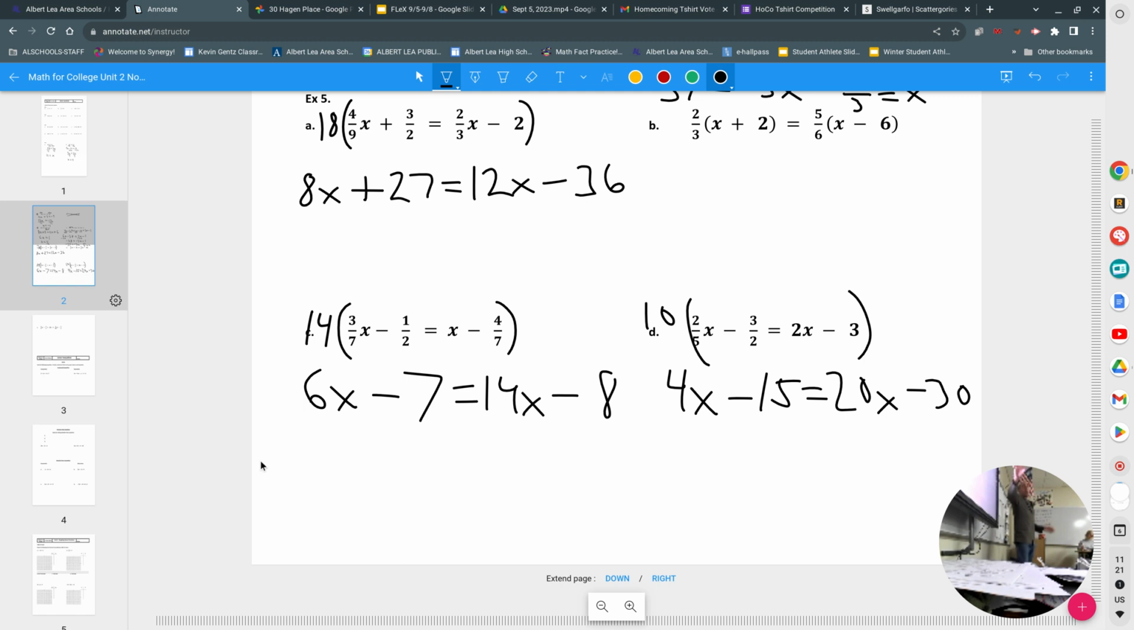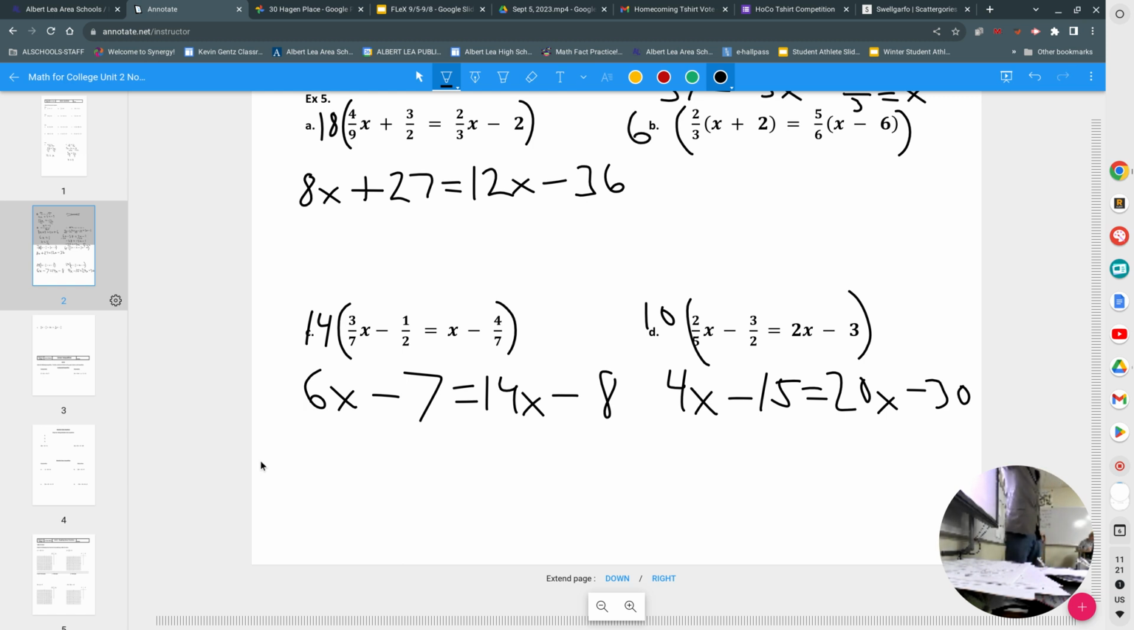Oh, we got one more to look at. That's problem B up here. And problem B looks just a little bit different, but it's no big deal. Notice our denominators are 3 and 6. So what would be the common denominator? It would be 6. Just to be clear, if you chose 12, you could still get the same answer. But I'm going to choose 6.